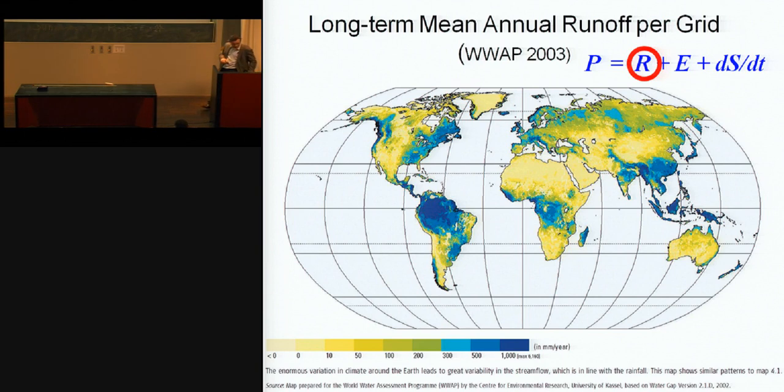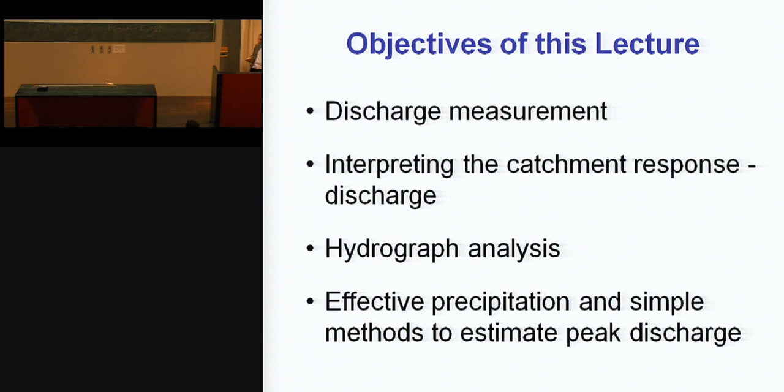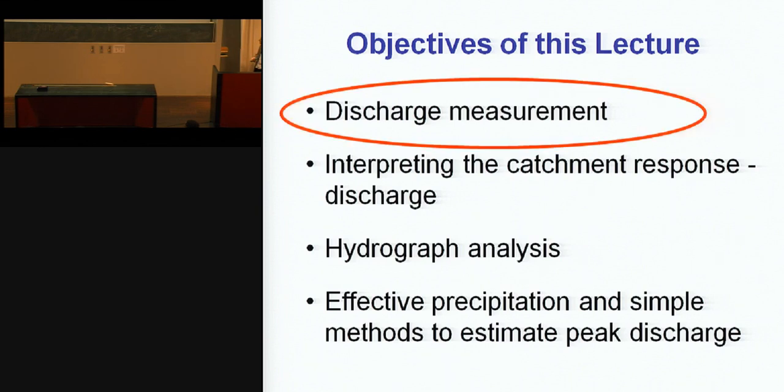The objective of this lecture is to discuss discharge measurements. That's where we start now. Then we go into interpreting discharge measurements, the so-called catchment response. Then we do hydrograph analysis, and finally go to effective precipitation and some simple methods to estimate the peak discharge.